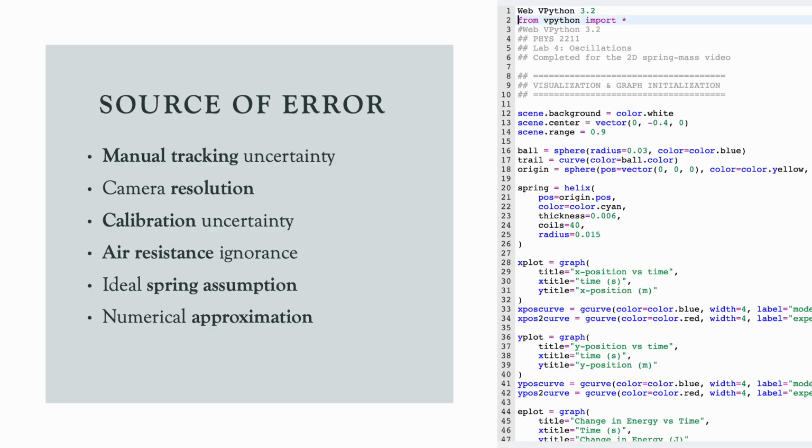To follow up on what I said, some potential sources of error can be manual tracking uncertainty, the camera resolution, the uncertainty in calibration, the neglect of air resistance, the ideal spring assumption, and numerical approximation.